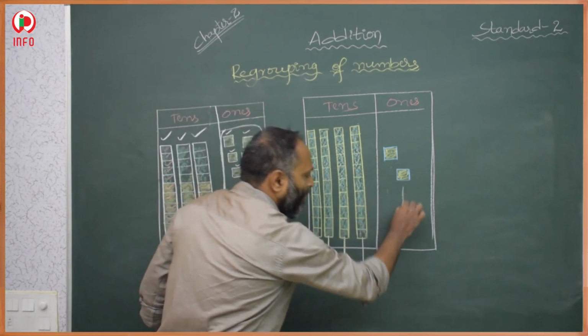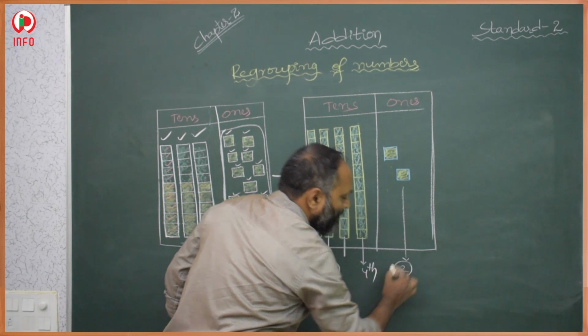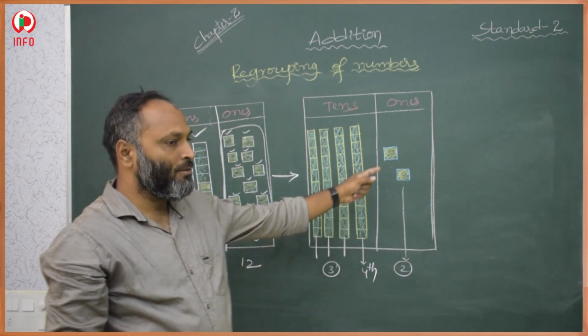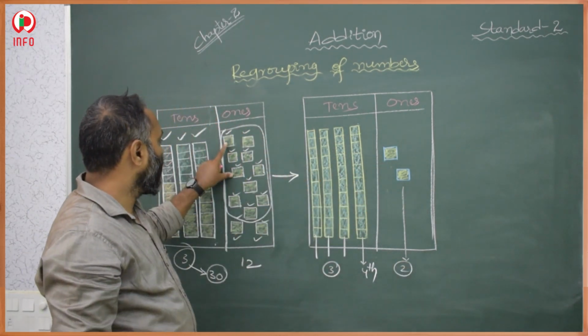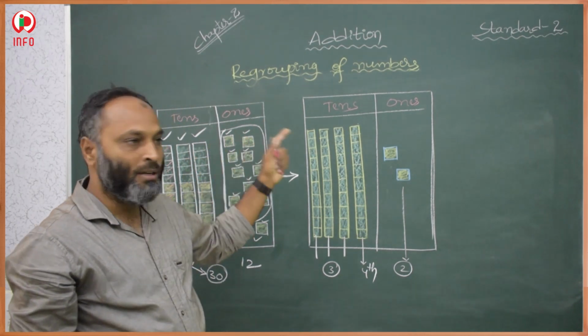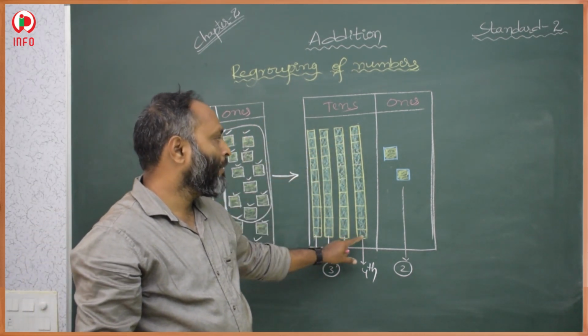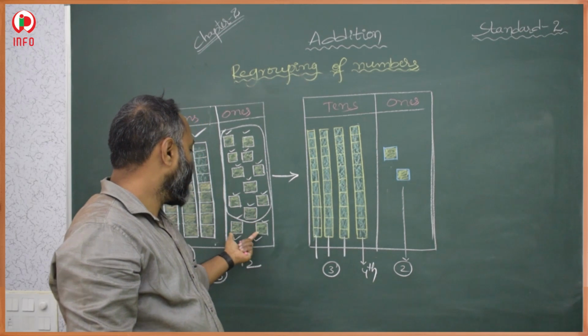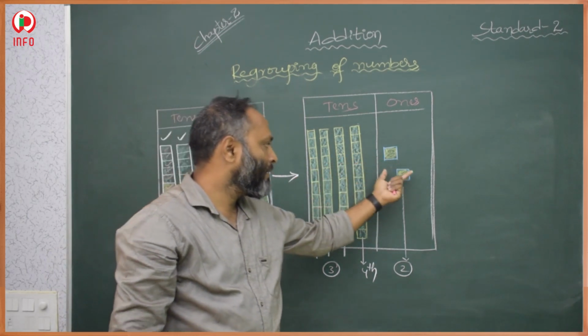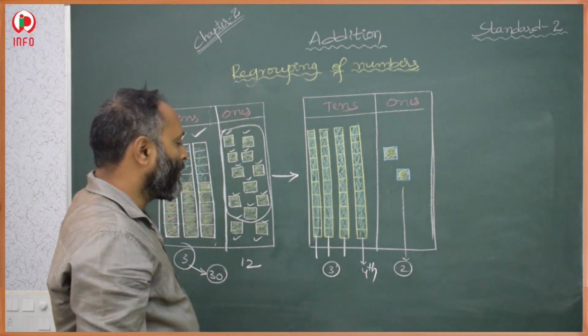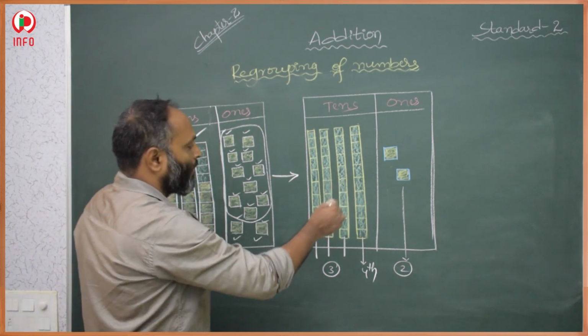So here, 2 small blocks in ones place. After taking 10 small blocks into tens place, we make a big block in tens place. So we left 2 blocks in ones place, that is as it is. Then now you add, how? Total, what is the total?